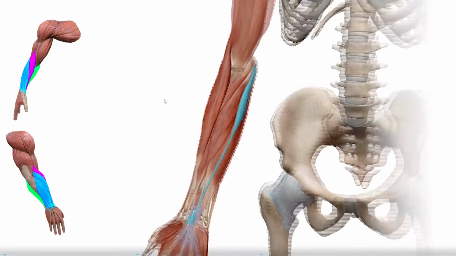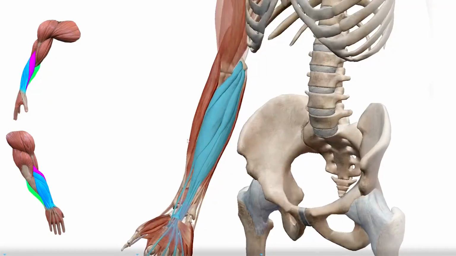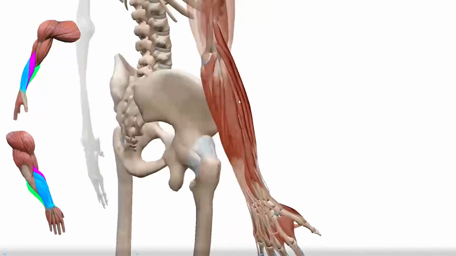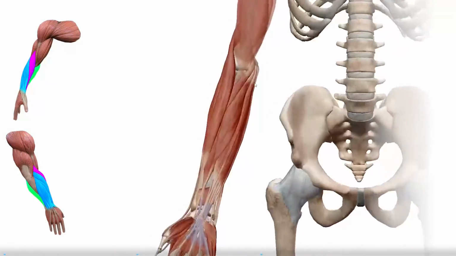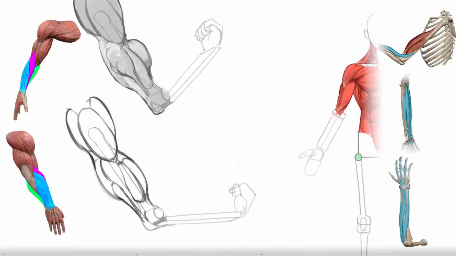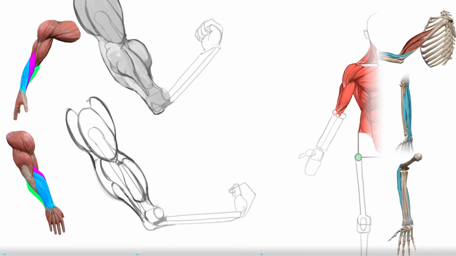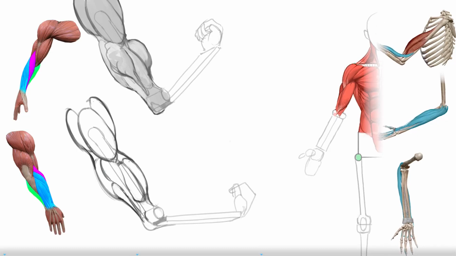So now that we've seen the anatomy of the forearm and all the different groups of muscles, the flexors, the extensors, and the brachioradialis group, let's take a look at how to draw the forearm. So we're back here in a Photoshop file, and when it comes to drawing the muscles of the forearm, the different compartments, this is going to be easier in some ways and more challenging in other ways. And let me explain that.